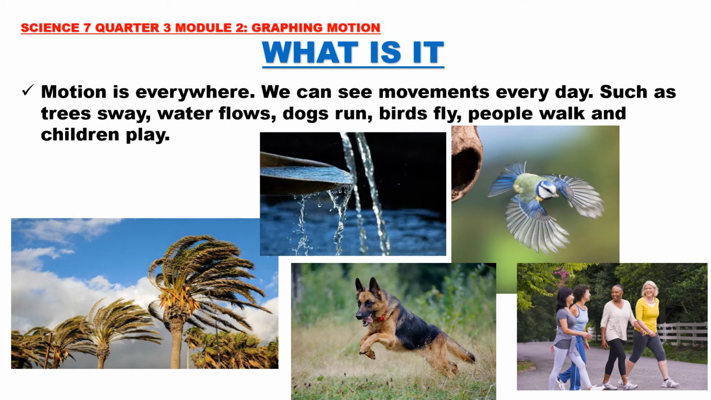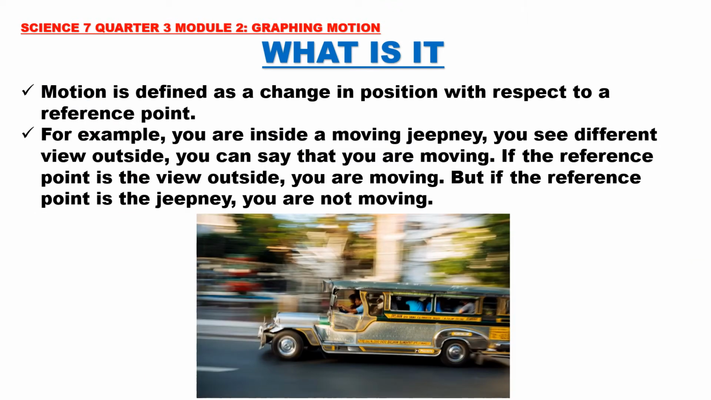What is it? Motion is everywhere. We can see movements every day, such as trees sway, water flows, dogs run, birds fly, people walk, and children play. Motion is defined as change in position with respect to a reference point.